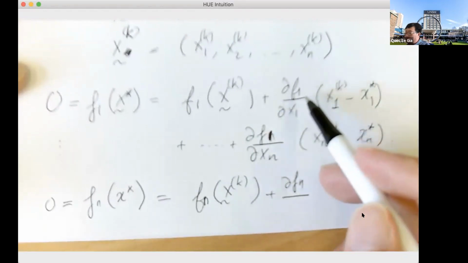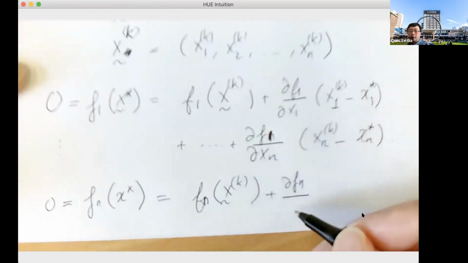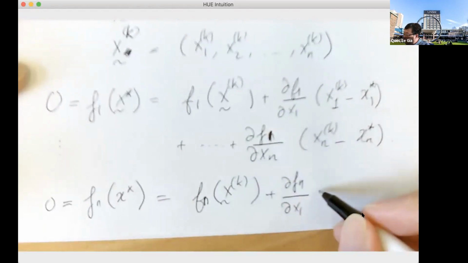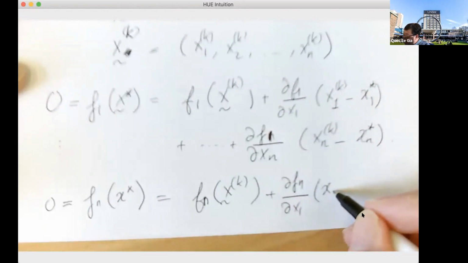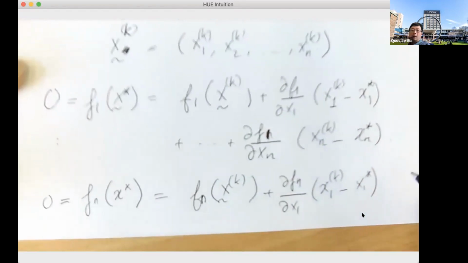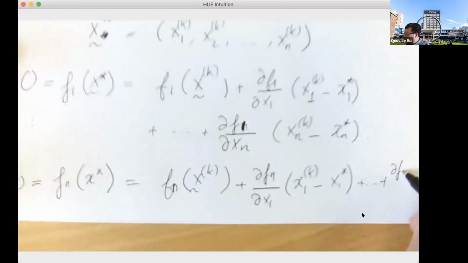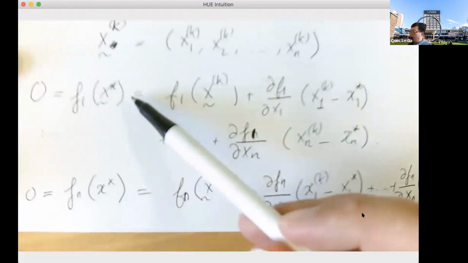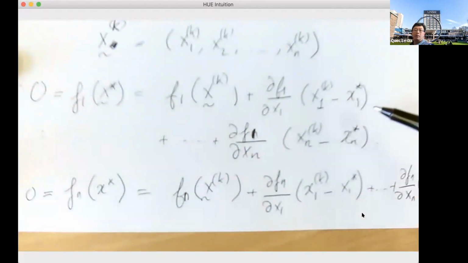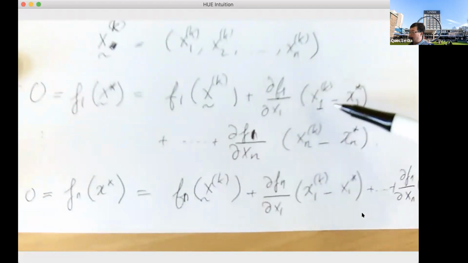Okay, so now we move to the n-th component of the function f, yeah, so partial x1, and this one is x1k minus x1 star. Okay, so plus dot up to partial fn over xn, times xnk minus xn star. Okay, so remember, because we have n equations, we have to write out the Taylor expansion around xk for n equations.